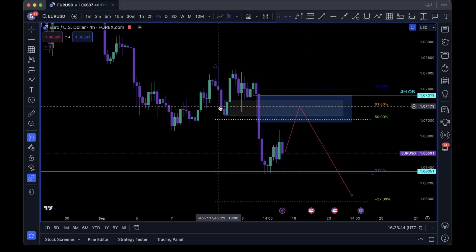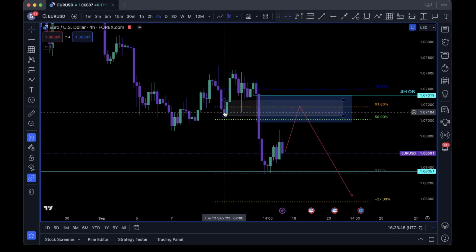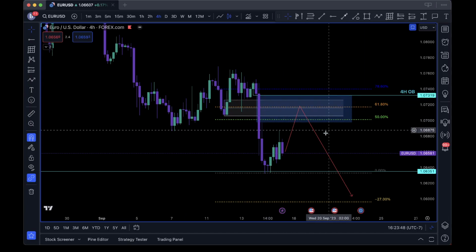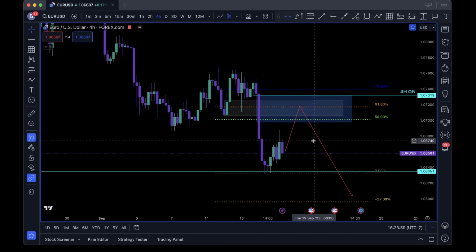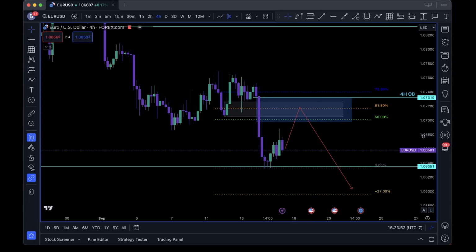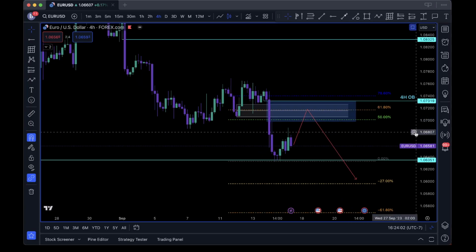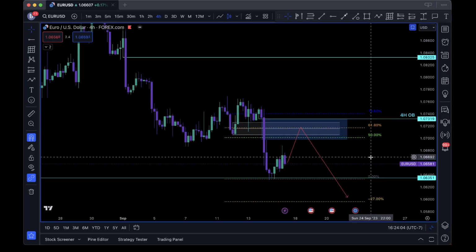It just so happens though that there is a breaker block right here at the 618 inside a 4-hour fair value gap. I think Casper calls that like a unicorn or something like that. I've never heard that before. I don't know. Maybe that's in an ICT lesson I haven't got to yet, but this is that area I'm looking at, guys. Sorry for the long-winded thing. I just have a lot to say about what's going on in the market right now.